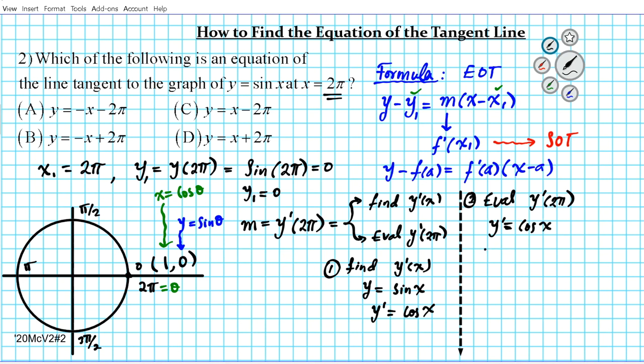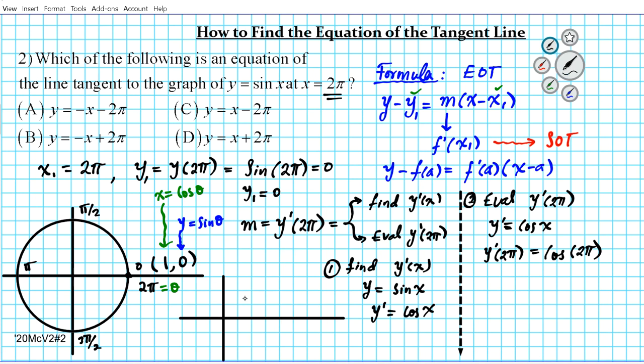So y prime of 2 pi is cosine of 2 pi. All right, so earlier I indicated that I was going to show you the unit circle and the graph. I didn't show you the graph, so let's look at the graph. We're going to use the unit circle and the graph for both of them. All right, so the first one was sine of 2 pi. We found out that sine of 2 pi is 0.